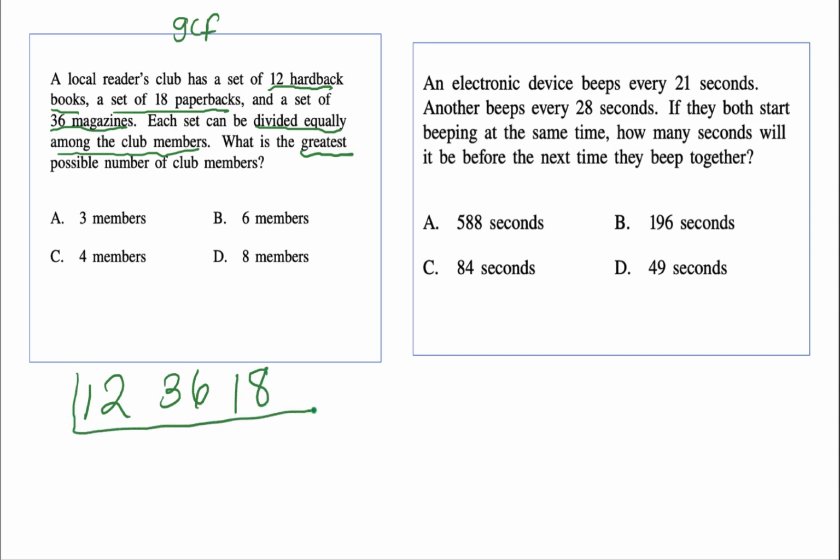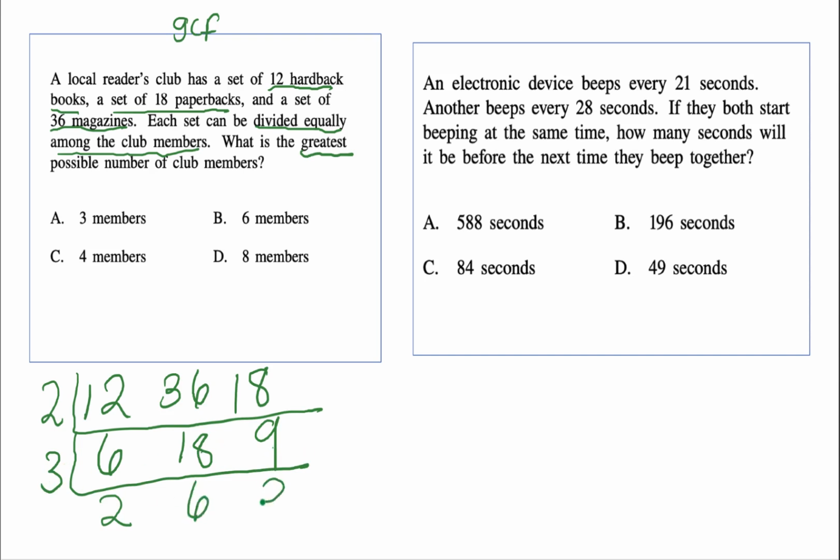Using the ladder method, the smallest prime number to divide these three is 2, which leaves me with 6. Now half of 36 is 18, and half of 18 is 9. 6, 18, and 9 are all divisible by 3. 3 goes into 6 2 times, 3 goes into 18 6 times, and 3 goes into 9 3 times.